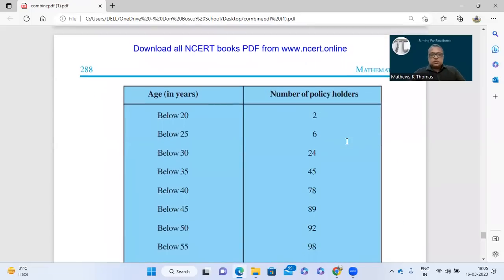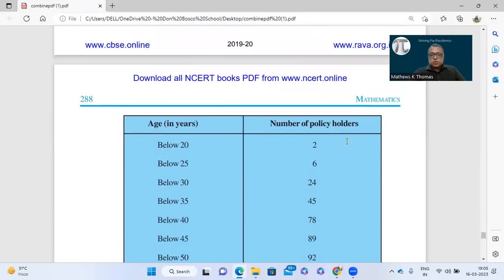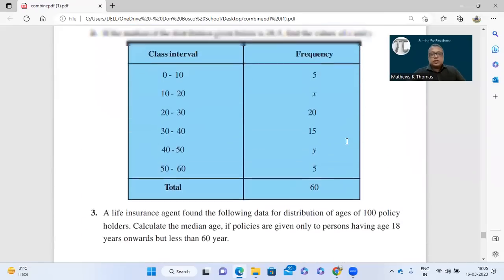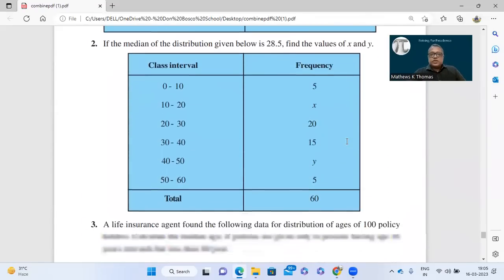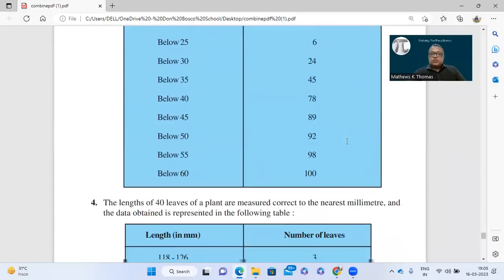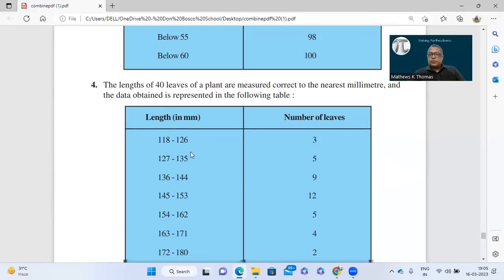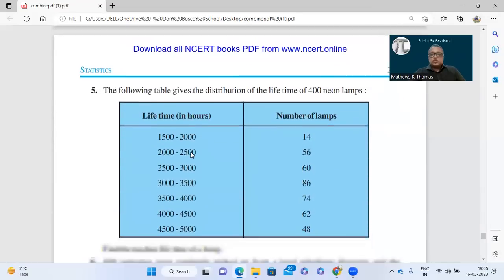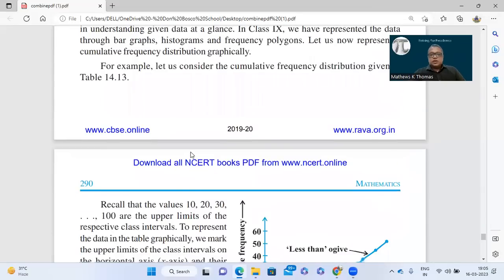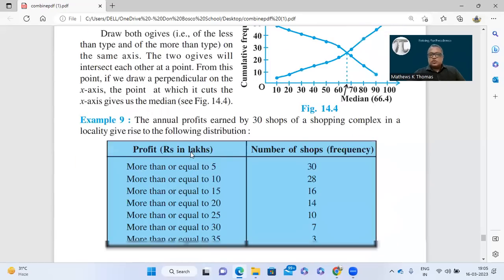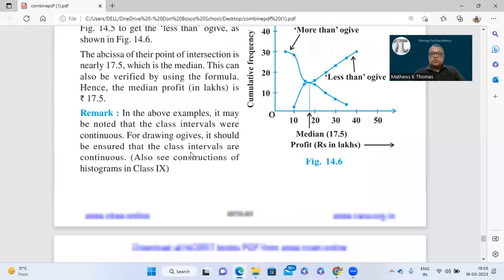And here, this question number is very important. That is question number 3. And question number 2 and 3 are very important questions for finding median. Rest are all similar. Here also, the size of the class interval is not continuous. So subtract 0.5 and add 0.5. So that it becomes continuous. Rest, you will find the questions direct. And the last exercise is not coming. That is the cumulative frequency curves. So you don't have to do this.